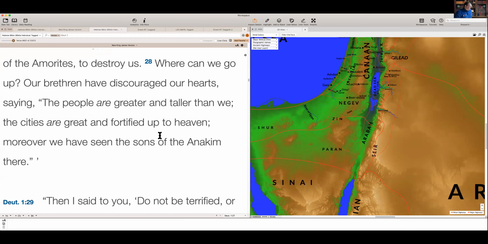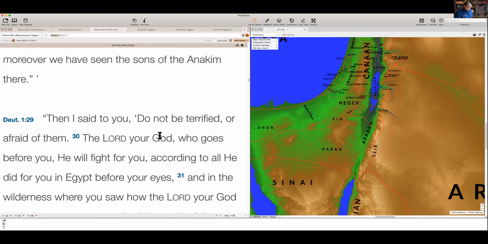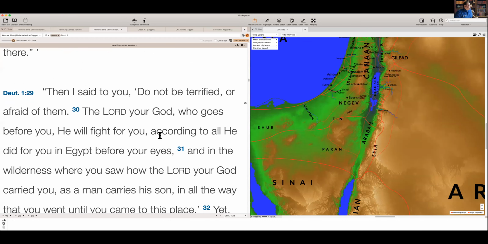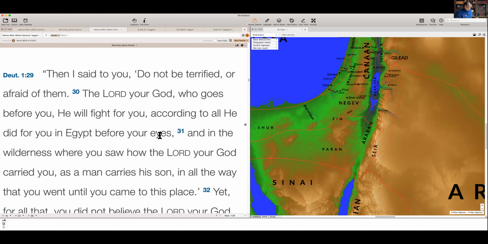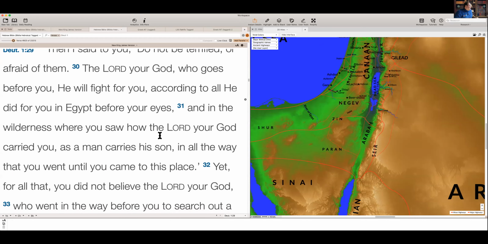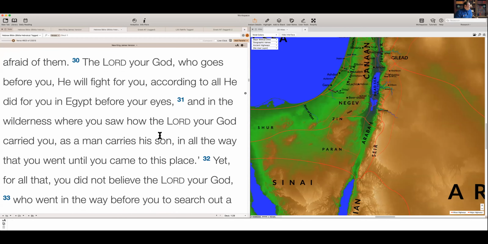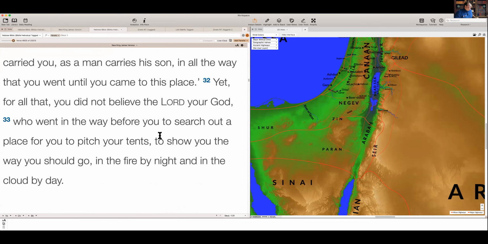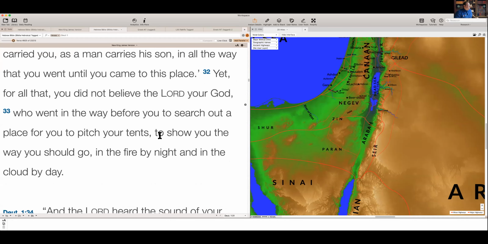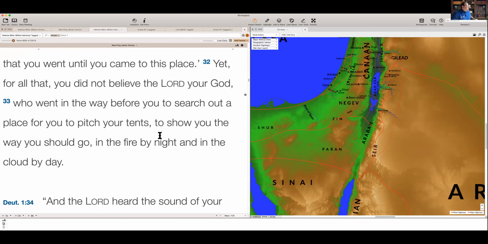And so this is what happened. Well, Moses says, do not be terrified. The Lord will fight. And yet, verse 32, you did not believe. You did not believe the Lord your God, who went in a way before you to search out a place for you to pitch your tent. So God is with them.